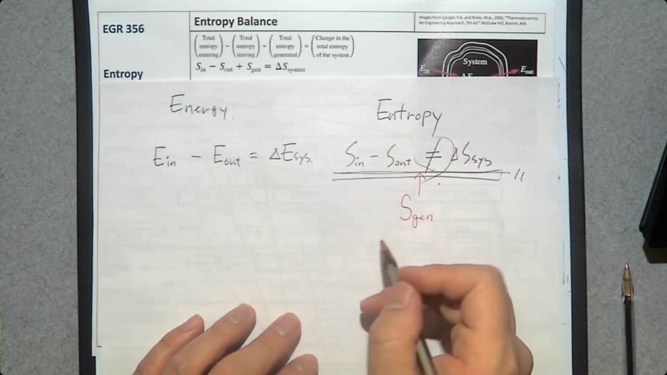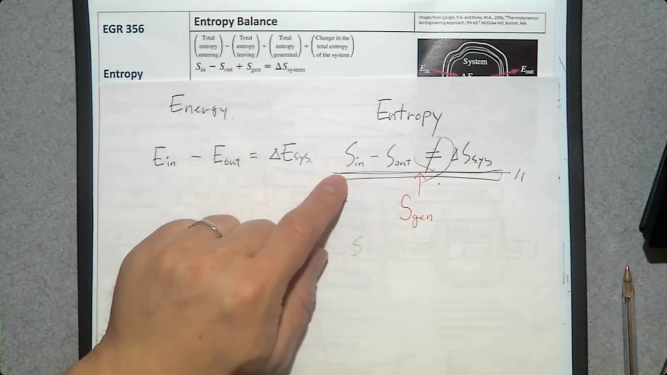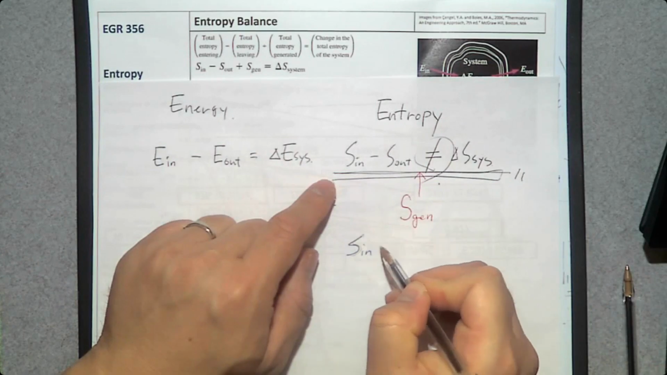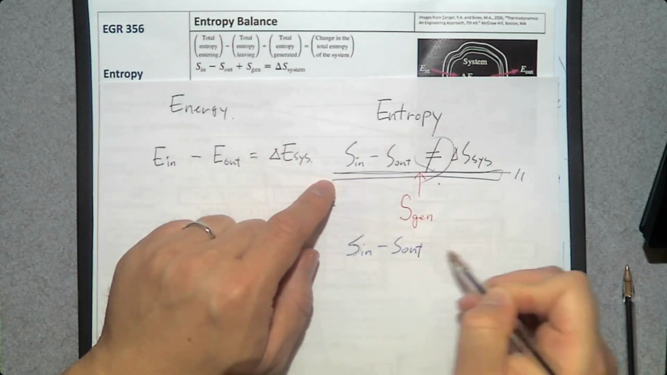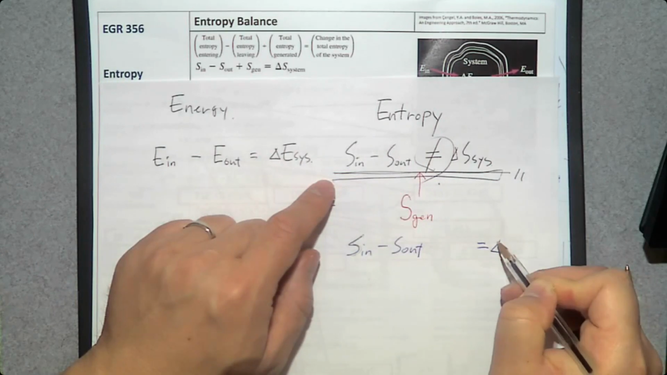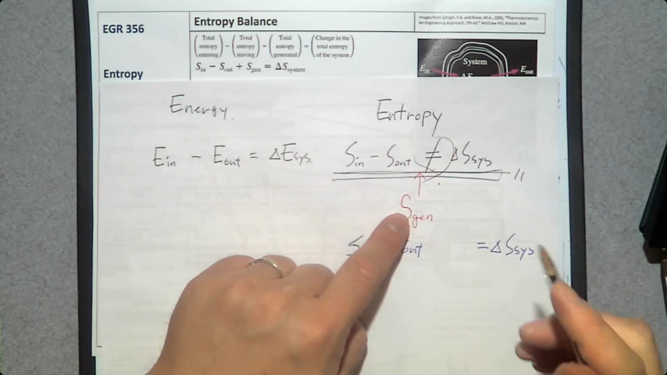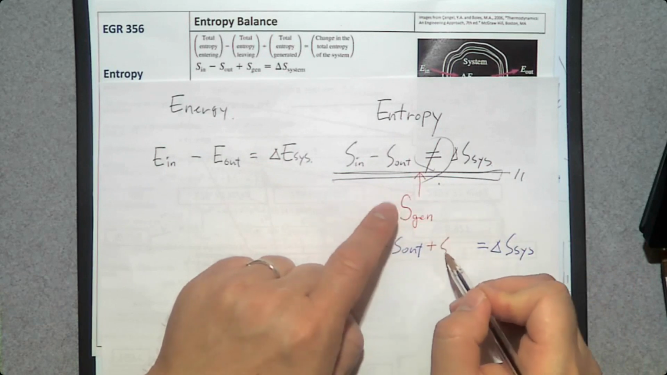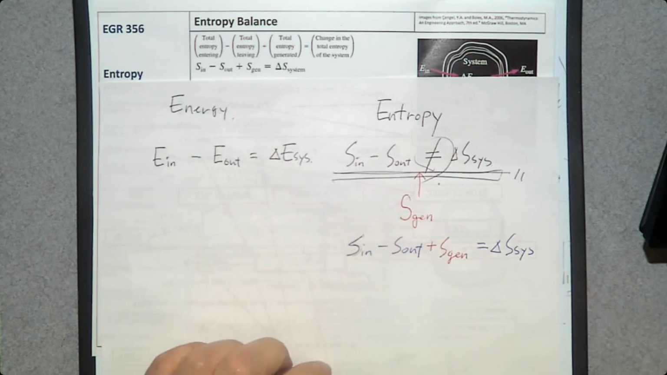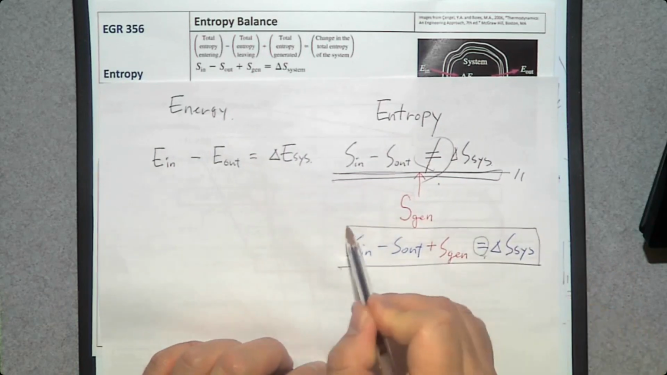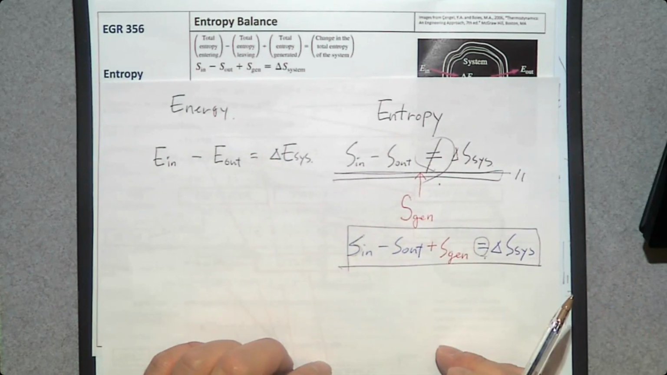Okay, maybe we can do that. Entropy transfer in minus entropy transfer out is not the same as the change of entropy of a system because of this entropy generation. Then let's add this term into this equation. Then this equation sign works. Yes. Oh, we can do that.